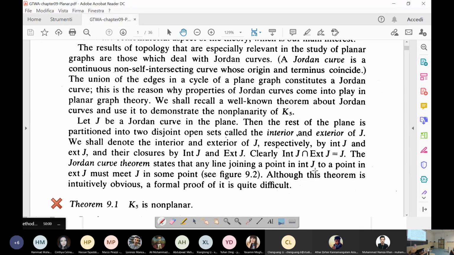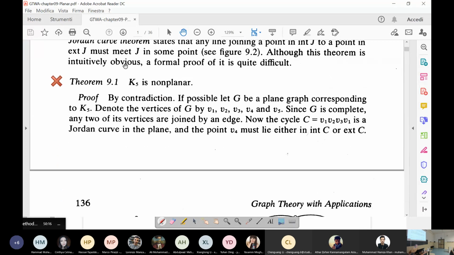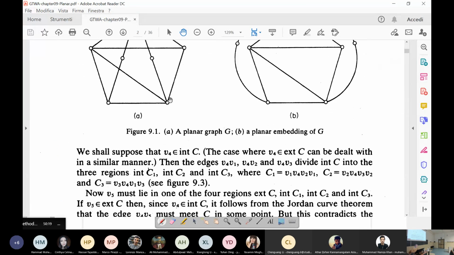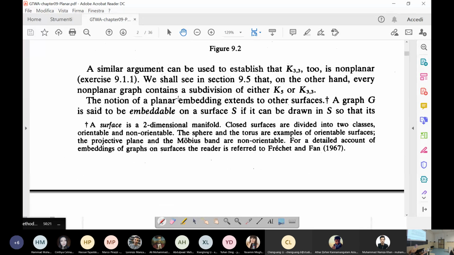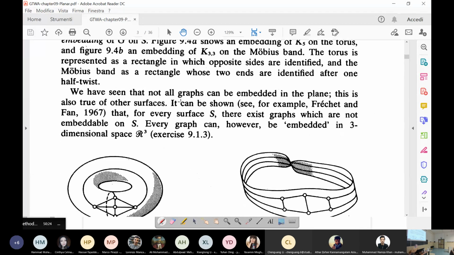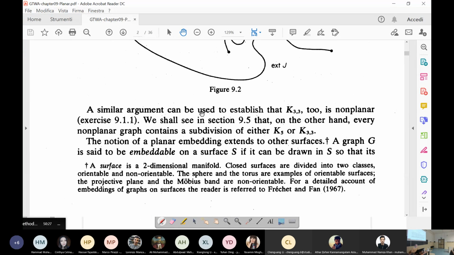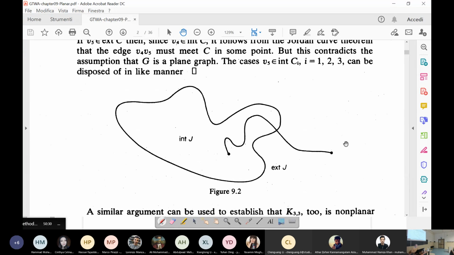Any line joining a point in the interior to a point in the exterior must meet the curve in some point, okay? I'm not using this. Here you see that this theorem, K5 is non-planar and K33 is non-planar, they are proved by using this Jordan theorem, but there is an alternative proof later, and I use that other proof.